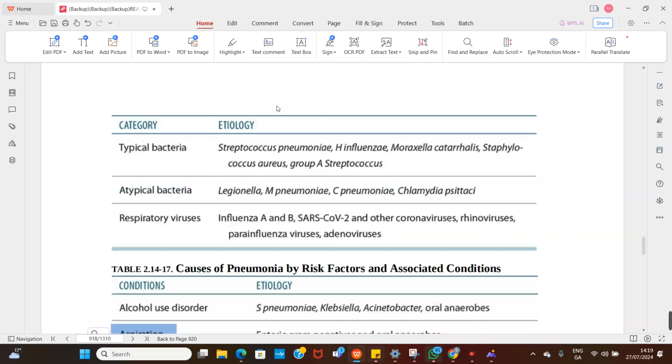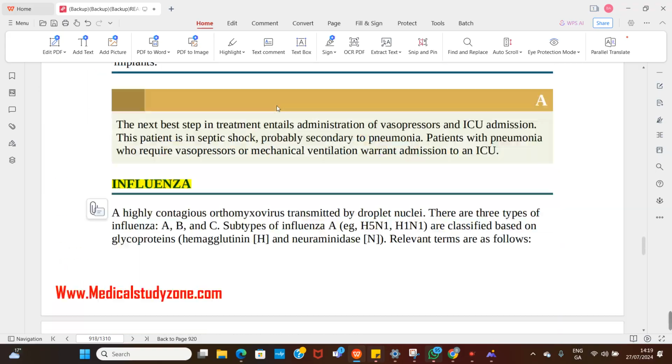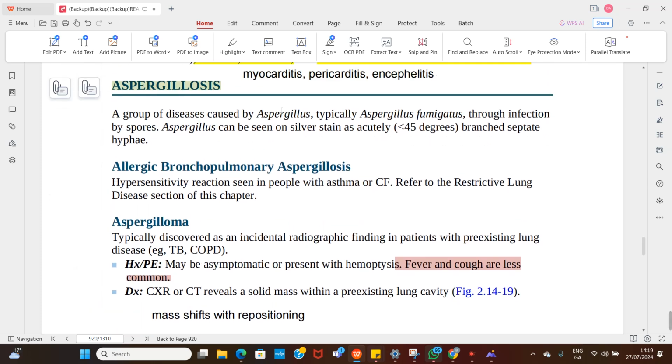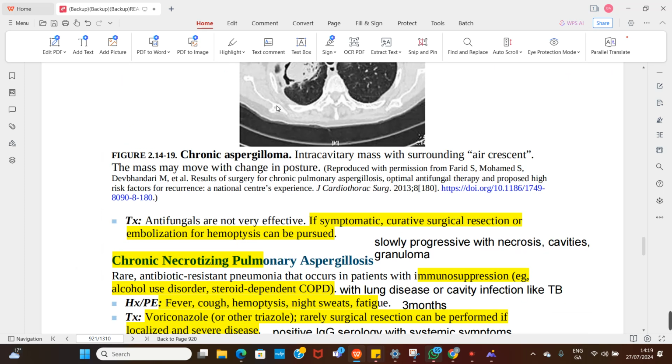So let me see. I don't have any question. So let's go to the aspergillosis. I think maybe by 2:30 we're going to take a break. So let me just see if we can finish this aspergillosis.